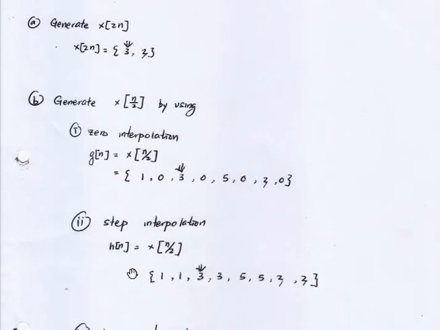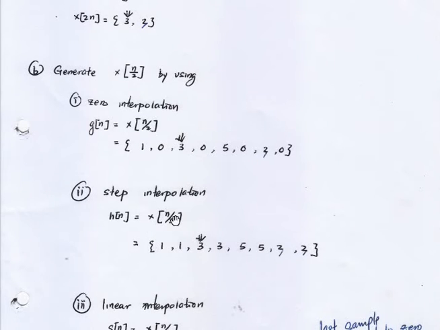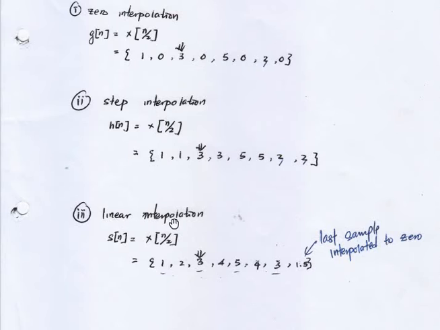For step interpolation, the new sample is the same as the previous value. So you follow 1, the new sample is 1, then 3, and the new sample follows the 3. Then 5, and the new sample follows the previous one, 5. Then 3 again, and the new sample follows the previous sample, 3. Another one is linear interpolation.